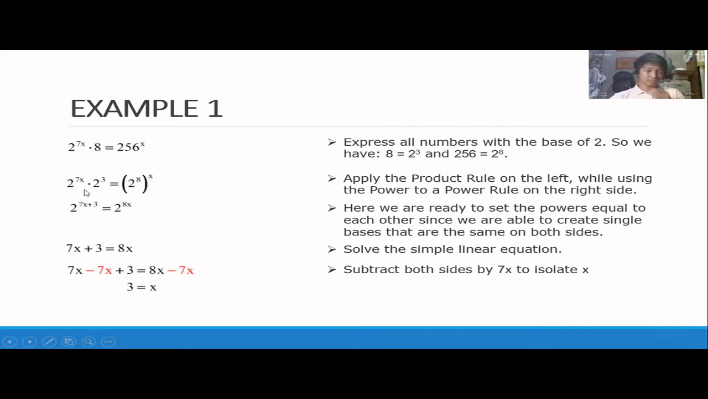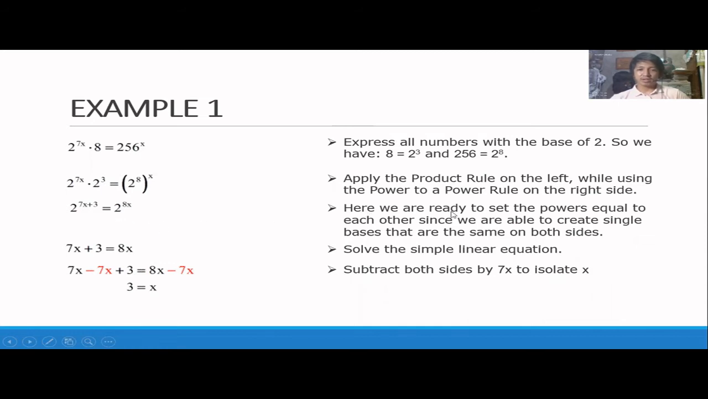So dito, since pareha sila ng base, which is 2, we can apply the product rule on the left side. The product rule states that if they have the same base and the operation is multiplication, we can just add the exponents. So we have 2 raised to 7x plus 3 is equal to, and on the right side, we have the power rule. An exponent raised to another exponent, so we multiply the exponents, 2 raised to 8x.